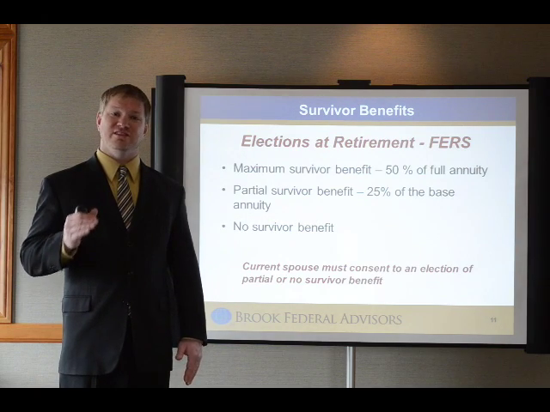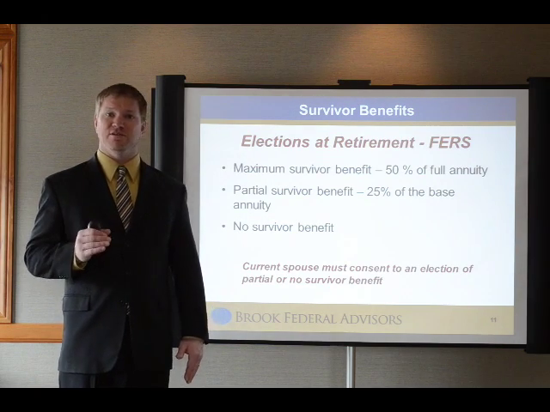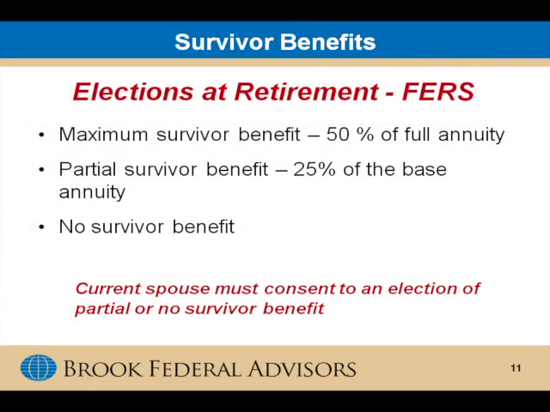Now, for those elections at retirement, there are 3 options for FERS employees. A full maximum survivor benefit provides 50% to the survivor. A partial survivor benefit provides 25% of that base annuity to your survivor, or you can elect no survivor benefit. Either election other than the full maximum survivor benefit must be signed off on by the current spouse, if there is one.